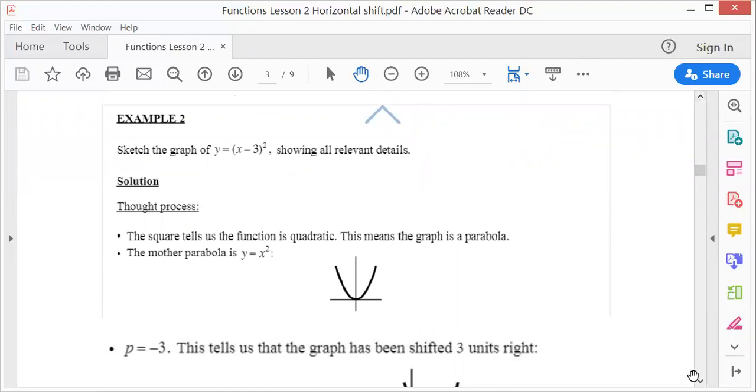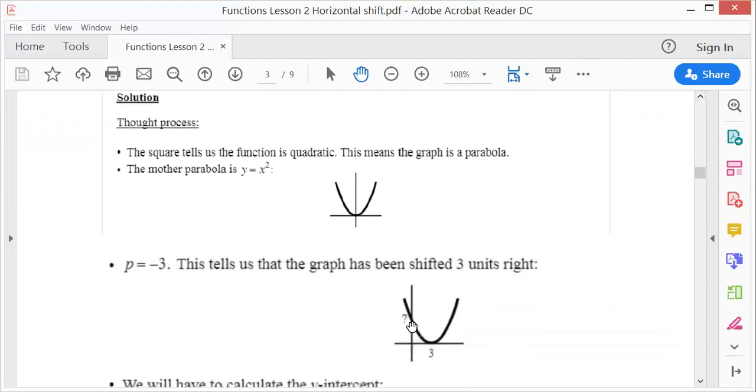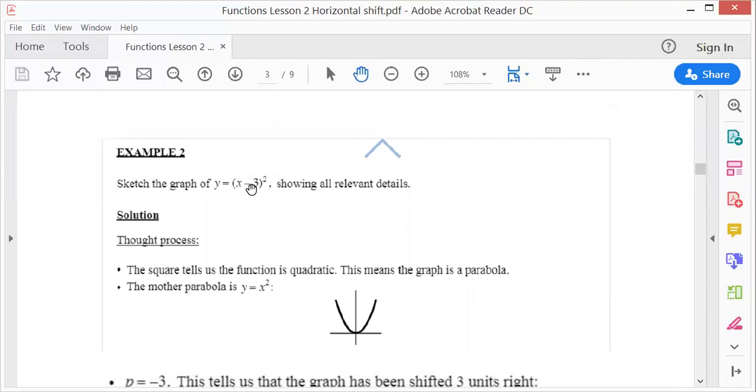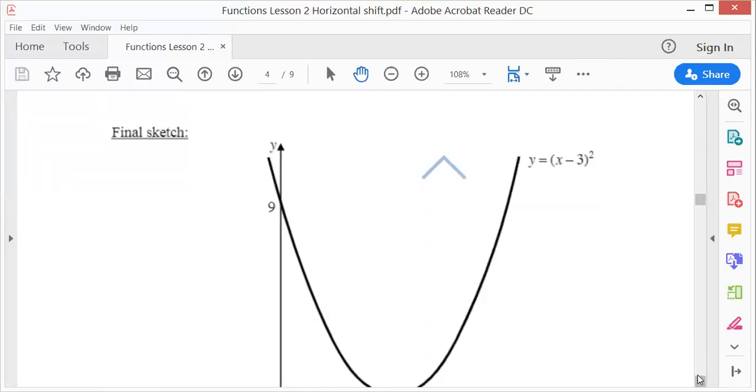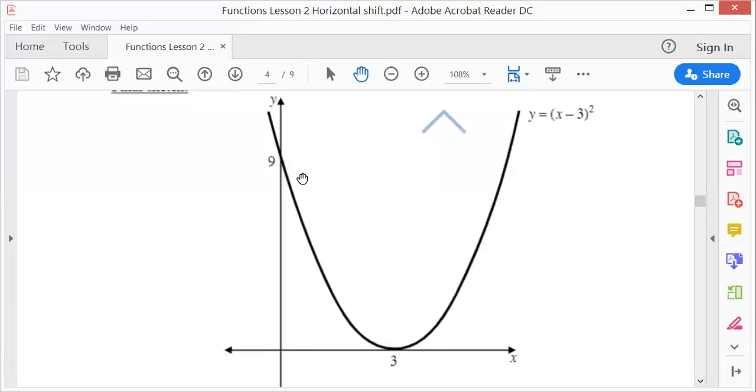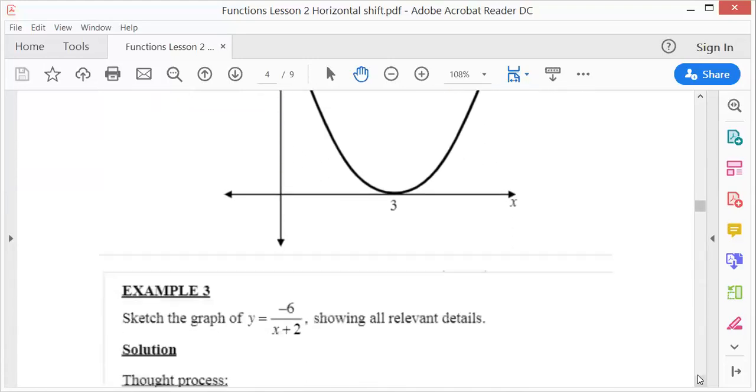So if I want to know what the y-intercept is, I will just make x 0. So if I make x 0 in the equation, I'll get (0 - 3)², which is 9. So let's see, is that the case? And if I do the final sketch, there you are. So it is a 9. There you are. Cool. So it's not so difficult.